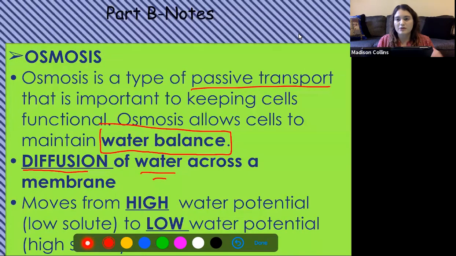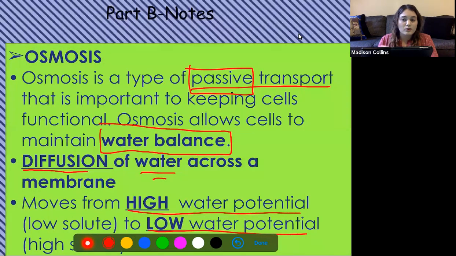So we're not talking about necessarily solute molecules. We're talking about just the movement of water molecules. But again, because it is passive transport, we are still moving those molecules from high concentration of water to a low concentration of water. But here's where it gets tricky. Because we're talking about water, we're not going to say concentration of. We're going to call this water potential.